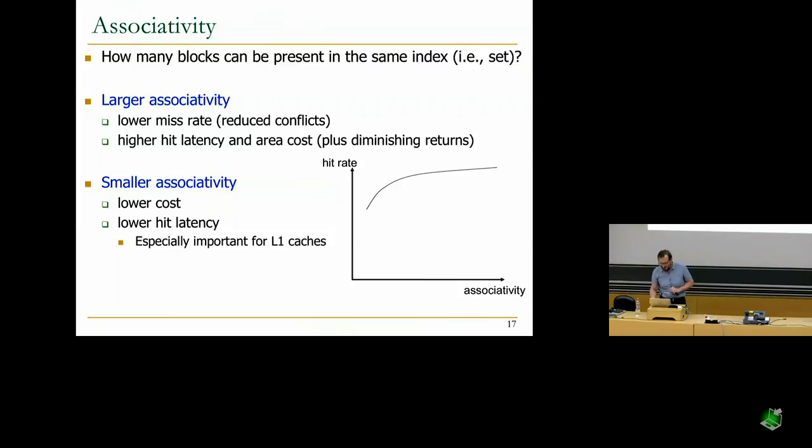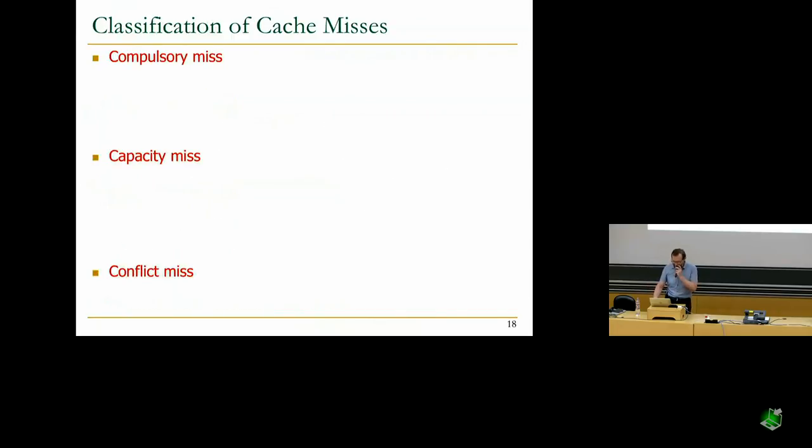So that you can get fewer conflict misses. OK, we already discussed this power of two associativity required, and you know the answer. Let's classify these cache misses a little bit. This is useful to classify them. There are three types of cache misses: compulsory, capacity, and conflict.